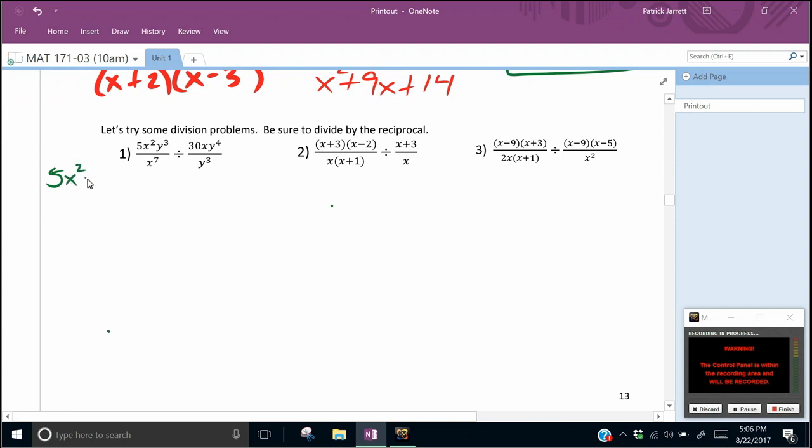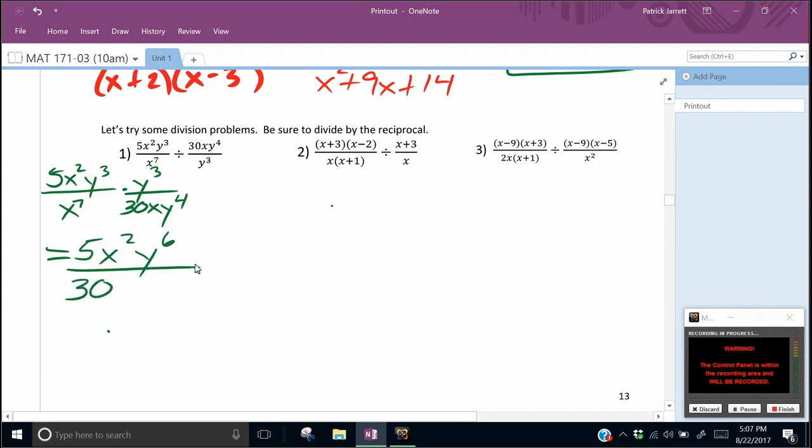So 5x squared times y to the third over x to the 7th times y to the 3rd over 30x times y to the 4th. Now, again, I could do these individually. I'm just going to put it all as 1 and then simplify as I go. I only have one constant here, a 5. I only have 1x squared here, so that'll just be an x squared. y to the 3rd times y to the 3rd becomes y to the 6th. We divide that by 30, I have an x to the 7th and an x, so that will become x to the 8th, and I only have one y, so that becomes a y to the 4th.